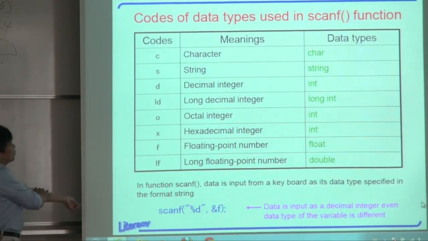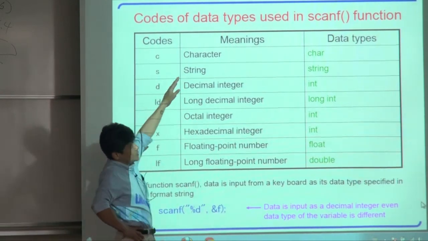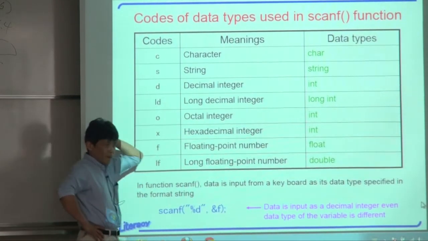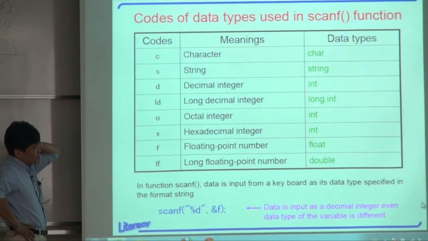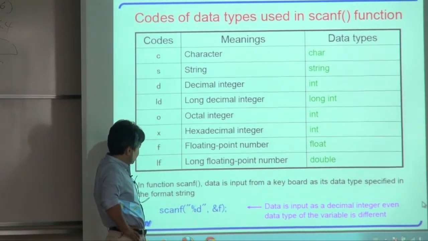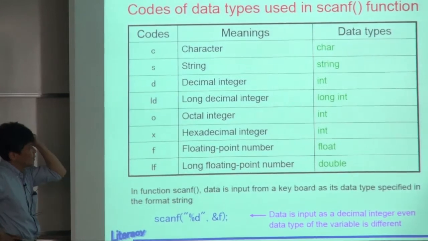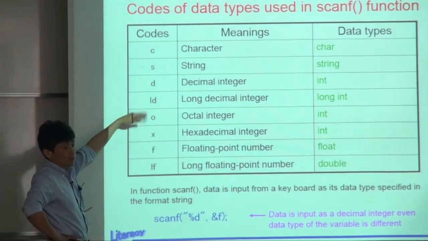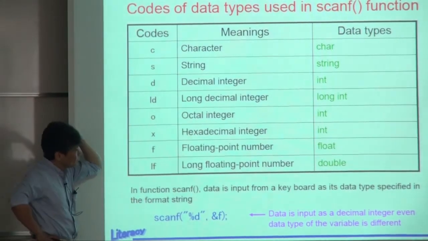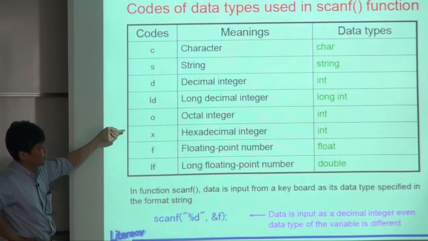So this should show also all the code and the meaning and the corresponding data types. Okay. So as I explained, it's difficult to remember all of them. So if you don't know what code you can use for the scanf function, please refer to these pages. This page, okay?